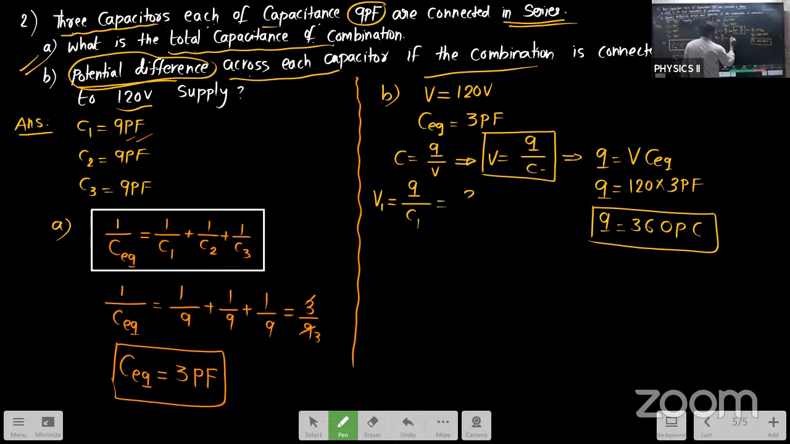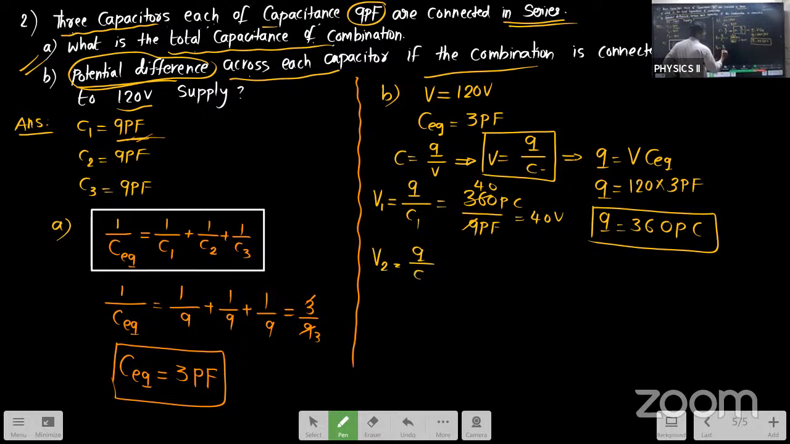Let us substitute this value here. This will become 360 divided by the value of C1, which is 9 picofarad. 360 picocoulomb divided by 9 picofarad, so we get 40 volts.